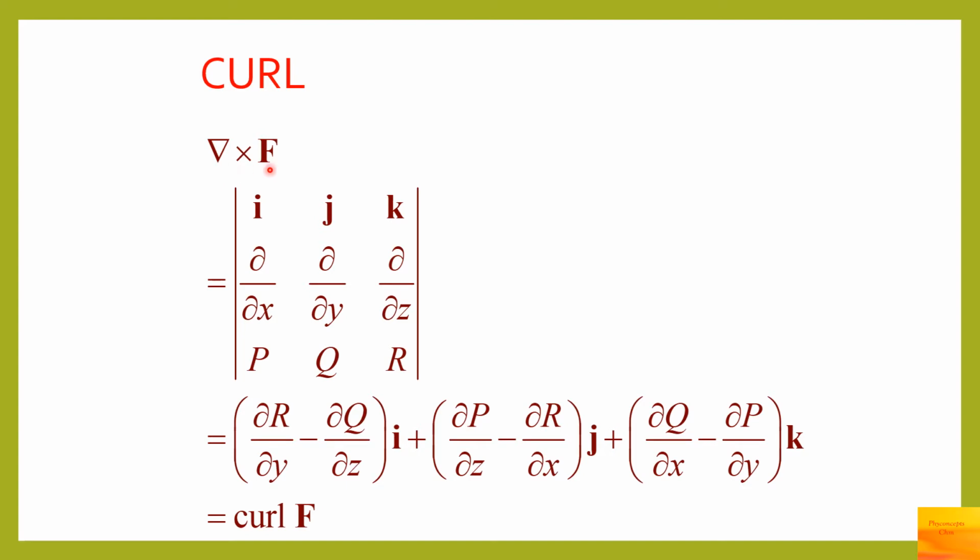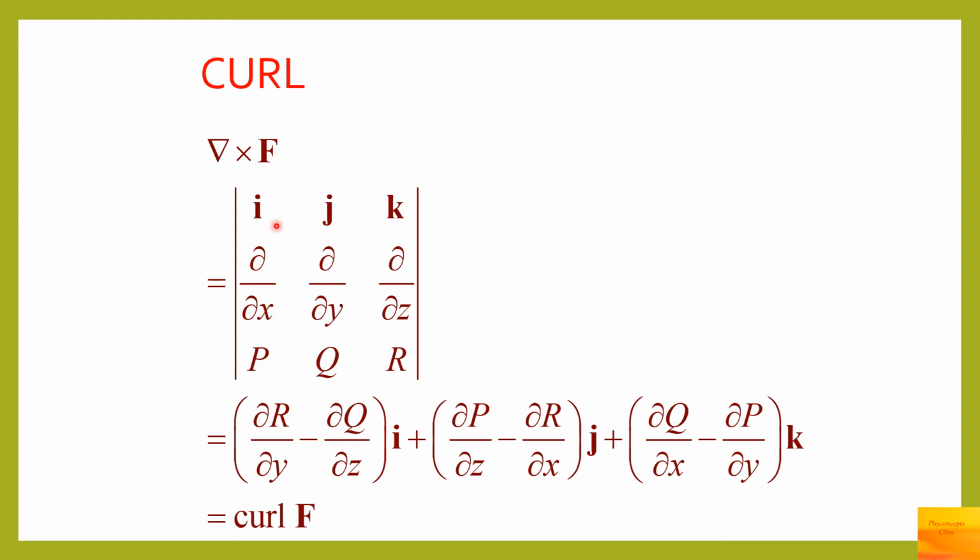Curl of a vector F bar, that is del cross F bar, can be found in this determinant form. In the first row come the unit vectors i cap, j cap, k cap. In the second row we have the components of the del operator, that is ∂/∂x, ∂/∂y, ∂/∂z. And on the third row we take the components of the vector F bar, that is P, Q, R. Now we will solve this determinant.